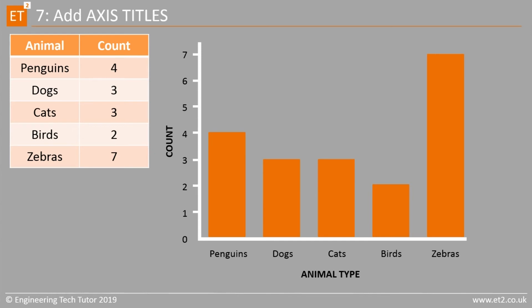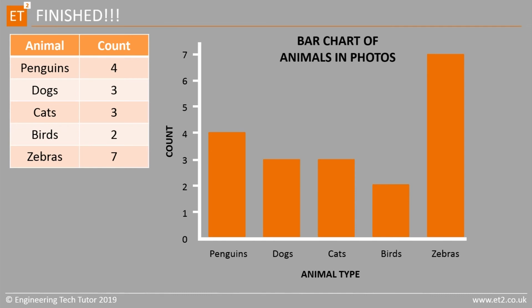And finally, we need to add a title so that people know what the chart is about. As this is a bar chart of animals we've seen in photographs, I think the title should be Bar Chart of Animals in Photos. And there you go, you've finished your first bar chart. Well done. Practice what you've learned today by producing bar charts for other things you can count around the home.